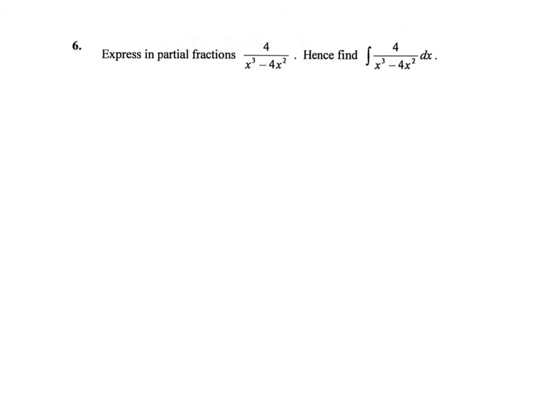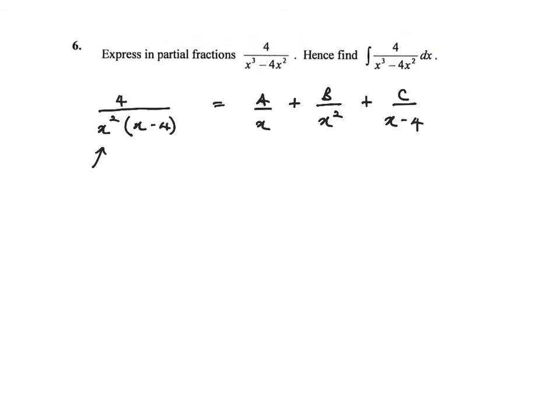Partial fractions then, we have 4 over, it's necessary to factorise fully the bottom line, x squared, x minus 4. So that's going to give us a over x. Now this here is a repeated linear factor, so the next term will be b over x squared, and then c over x minus 4. So 4 equals ax x minus 4 plus b x minus 4 plus cx squared.